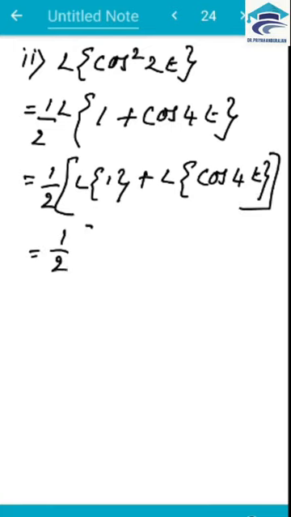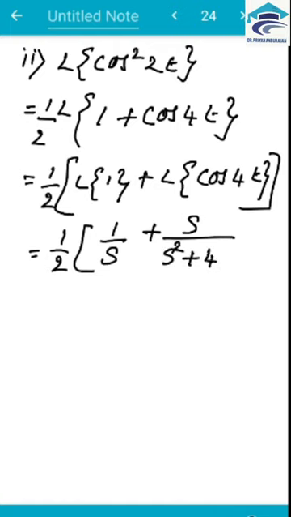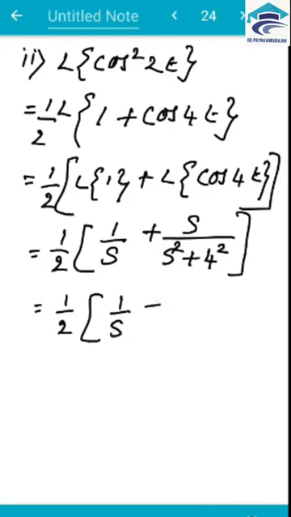So what is L of 1? It is 1 by s. So what is the cos formula? It is s by s squared plus a squared. So I can write this as s by s squared plus, instead of a squared you have 4, so it is 4 squared. So this is the answer. If you want, you can write one more step: 1 by s plus s by s squared plus 16.